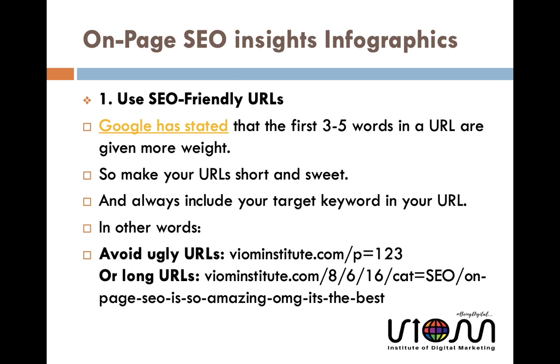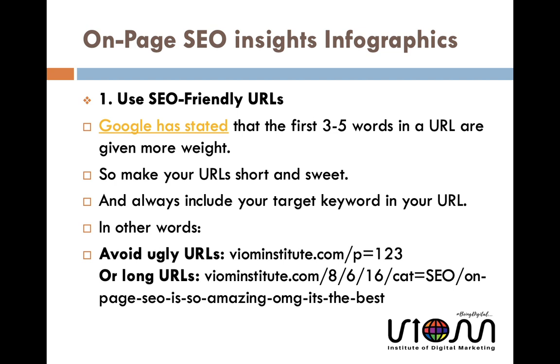Then there are some infographics, like steps we have to follow when you are doing on-page. Use SEO friendly URLs. Google has stated that the first 3 to 5 words in a URL are given more weight. So make your URL short and sweet and always include your target keywords in your URL. You don't have to create something different when it comes to URL. Whatever title you write will get converted into your URL. And make sure your URL is crystal clear.